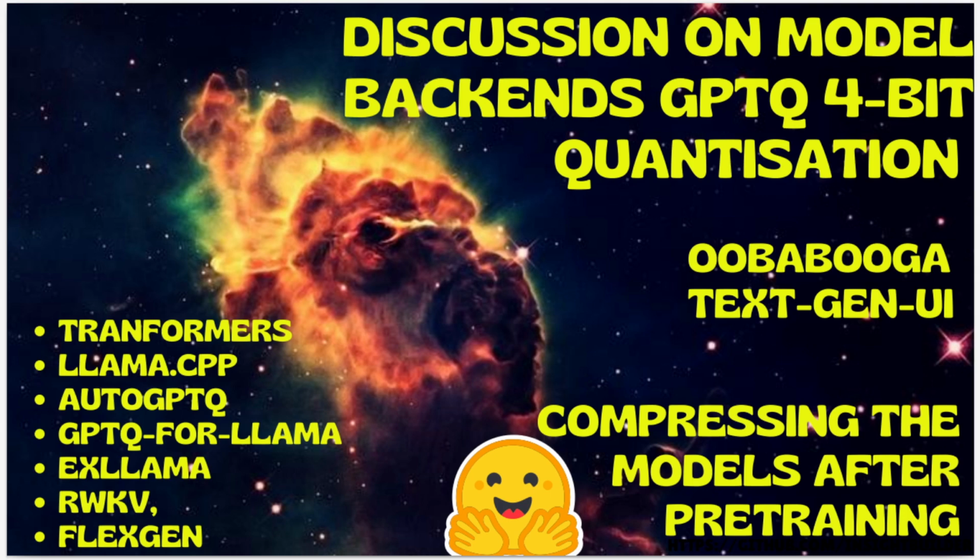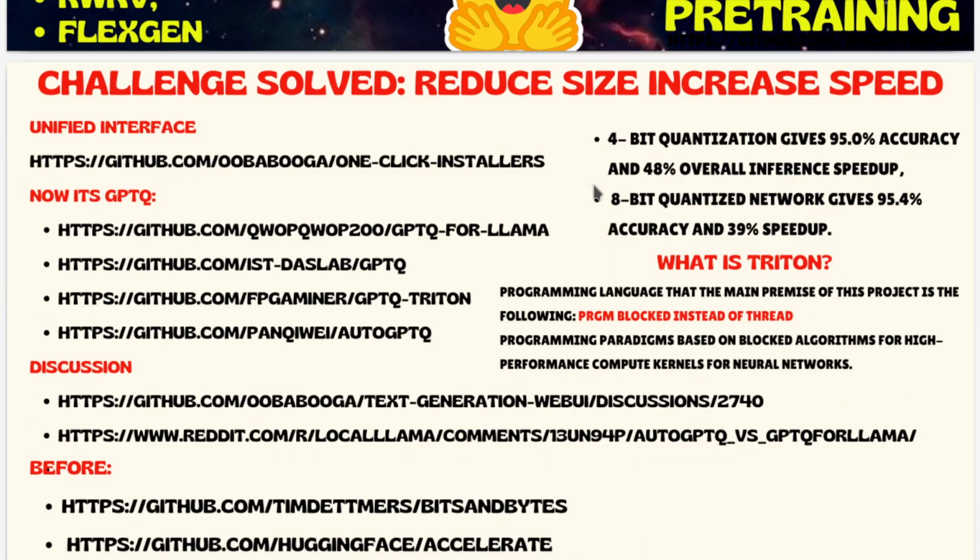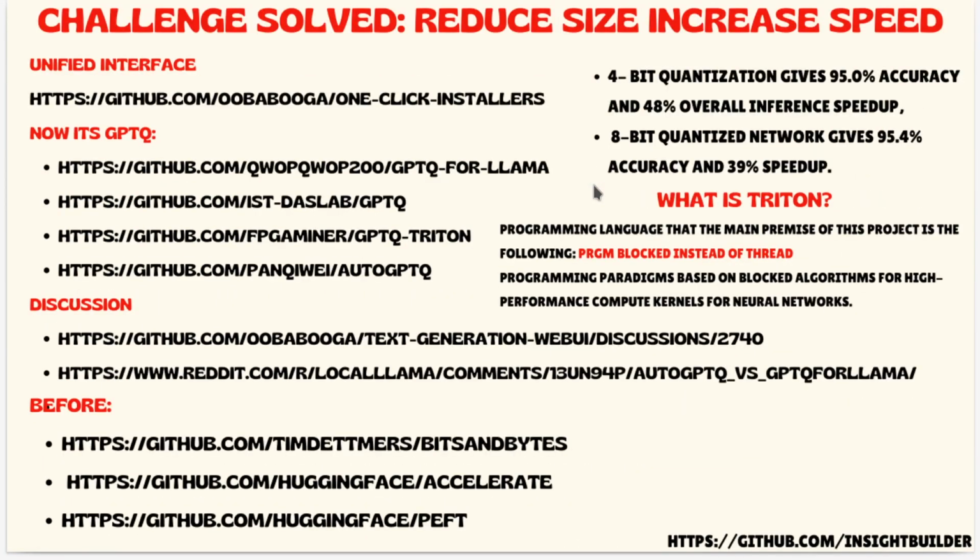Discussion on model backends, GPTQ 4-bit quantization, compressing the model after pre-training. So what is the challenge that has been solved, and what are we going to discuss in this particular video? Reducing the size of the model and increasing the speed of the inference. Both of these things have been achieved using GPTQ.